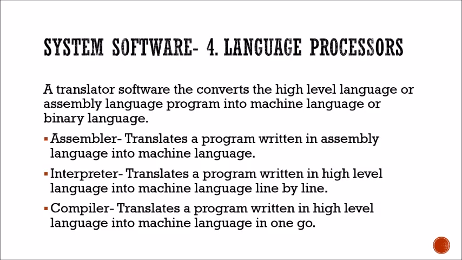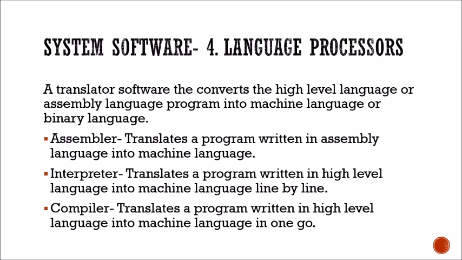The fourth category and the very important category of system software is language processors. As we all know that computer can understand only machine language or say binary language, and we human understand high level languages. So there is a requirement of translator that translates high level language into binary language, and for that purpose there are three types of translators that perform this action for us. First one is assembler. It translates a program written in assembly language into machine language.